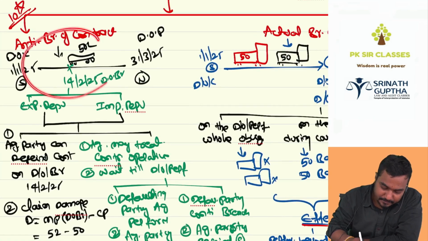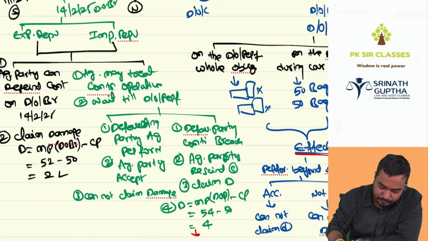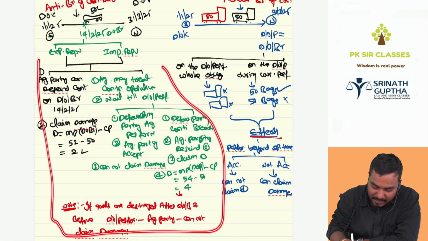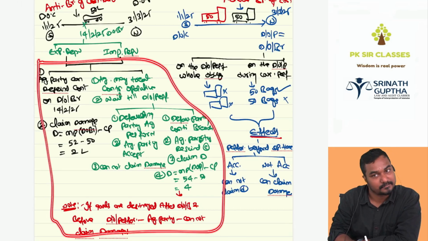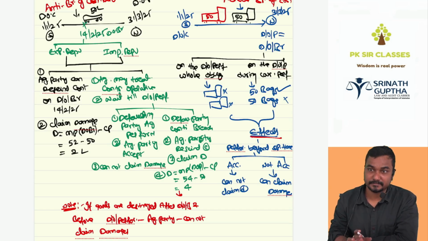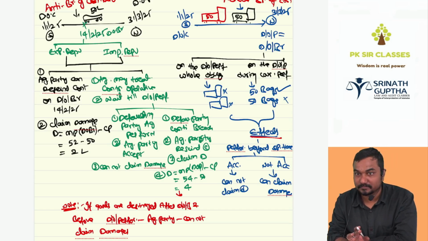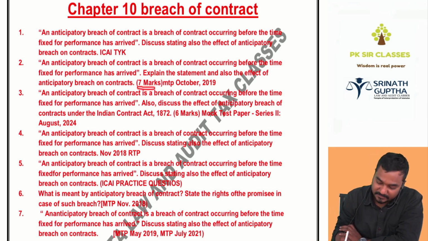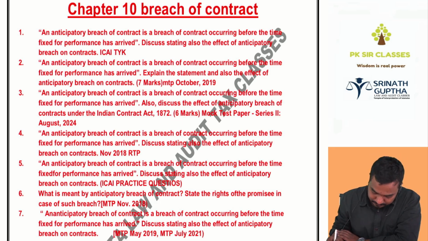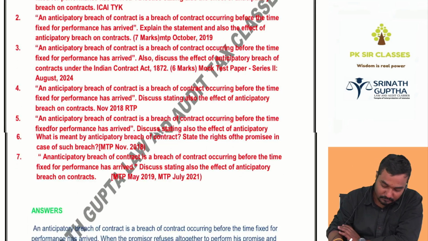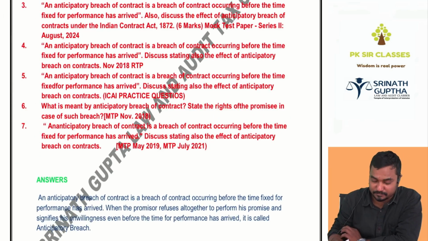So anticipatory breach, types of anticipatory breach, write all of this, beta. Effects of anticipatory breach, if you write all of this, you may get around 5 marks. This was asked nearly 10 times, 7 marks, 6 marks, around 5 to 6 marks. Direct question. Clear?